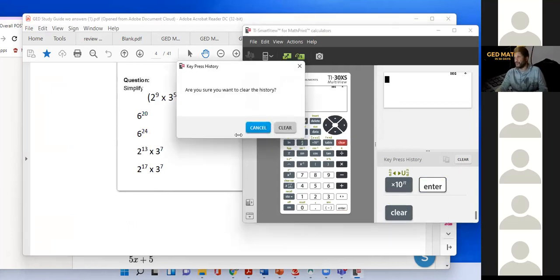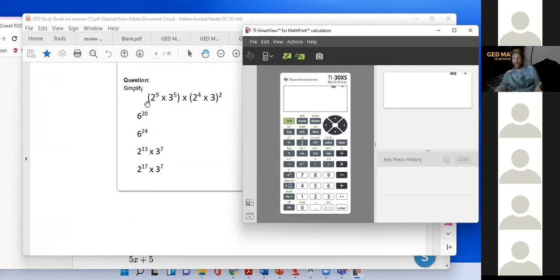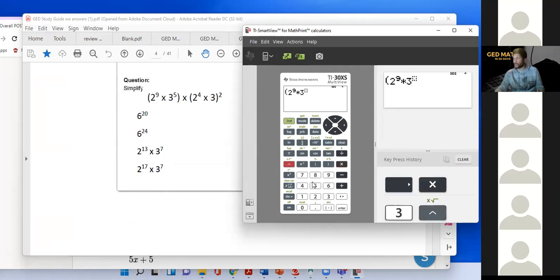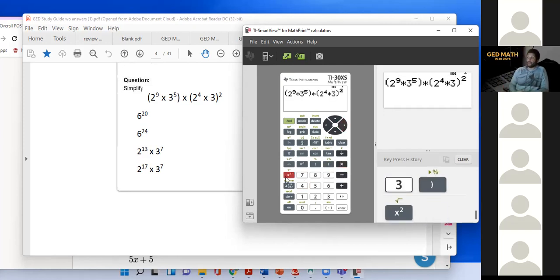Watch what I do. I can put this exactly the way I see it. So 2 to the 9th. Now I can put my multiplication just so it looks just like that. 3 to the 5th times 2 to the 4th times 3 raised to the 2nd power. Right? So I get my answer. Bang. That's a big number.